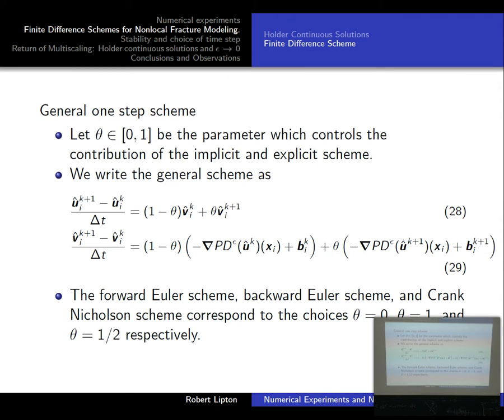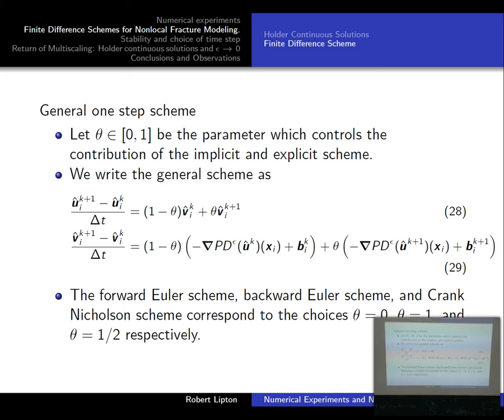Okay. And now what about the general one-step scheme where you have a blend of implicit one-step and forward Euler? So if we let our blend theta be between 0 and 1, then we can write one general one-step scheme, which is a blend of implicit and explicit, this way. Okay, as these averages, and now we have a new discrete scheme. Basically the forward Euler scheme is obtained by taking theta equal to 0. The backward Euler scheme is obtained by choosing theta equals 1, and Crank-Nicolson is theta equals 1/2. Okay, so we have this other scheme.